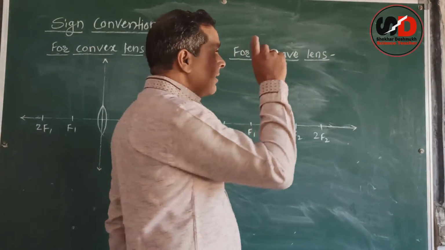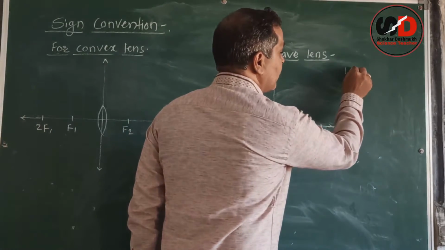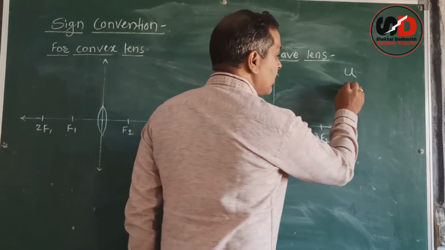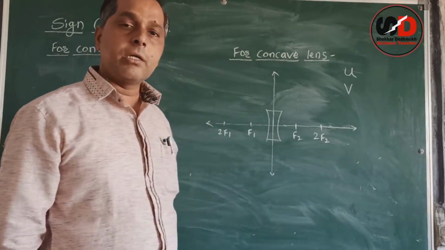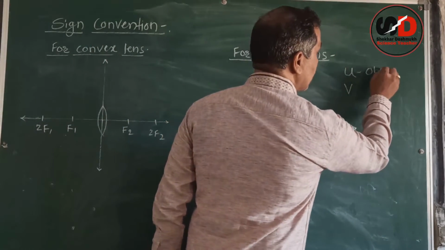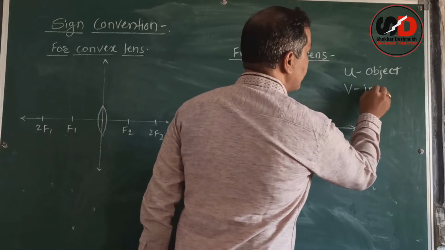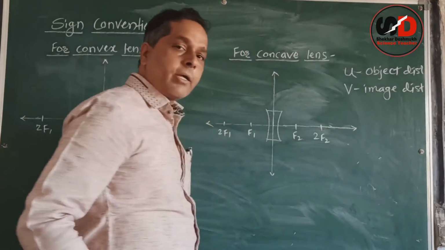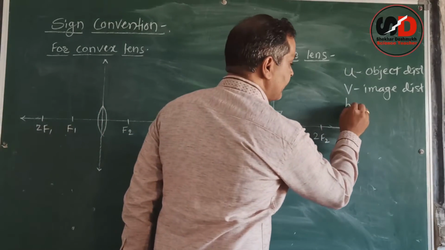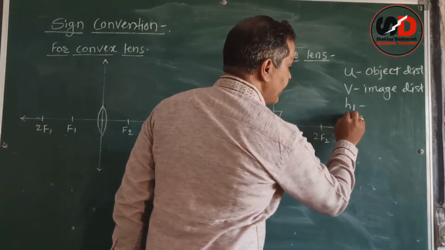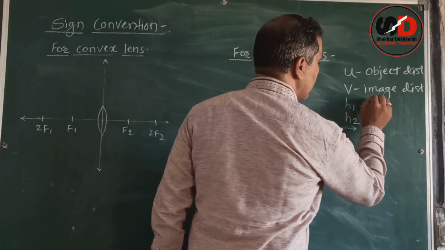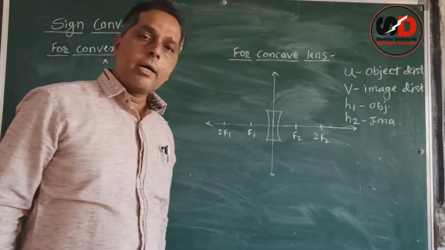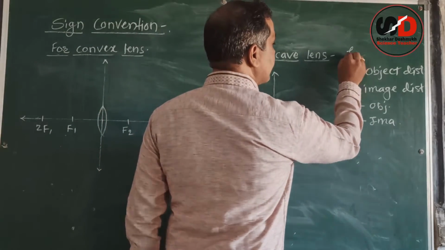First, keep in mind that the object distance is always given the letter small u. Image distance we measure and we give the letter v to the image distance. This is object distance. This is image distance. Then the height of an object is taken as h1. Height of the image is taken as h2. And the focal length is always given by small f.